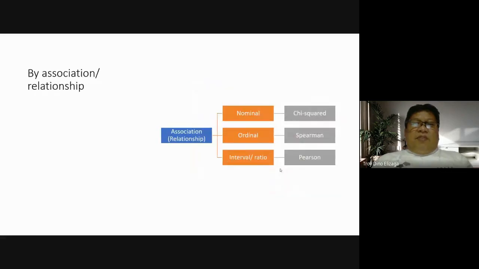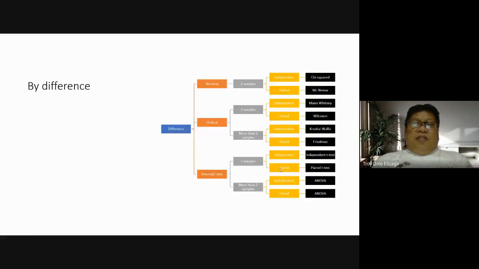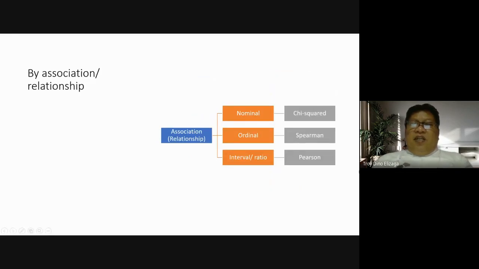There are two types of... well, the types of statistical tests that we're going to choose has two streams in terms of difference and association.